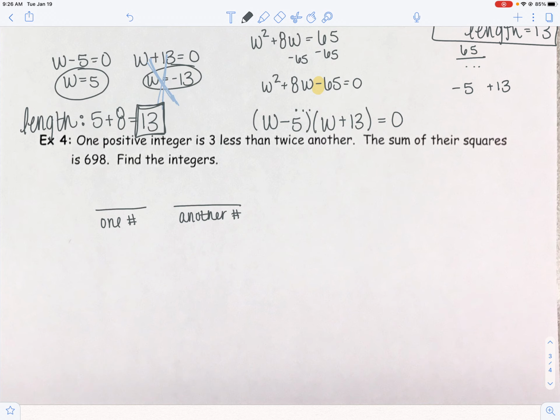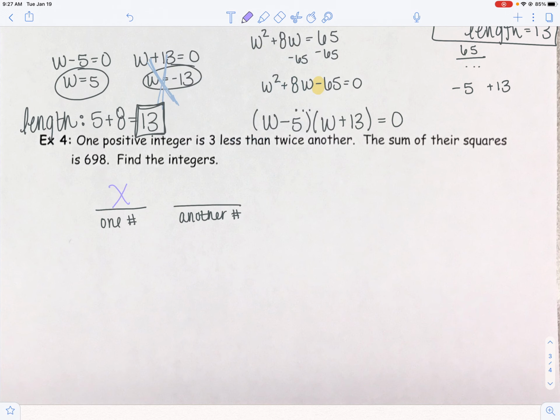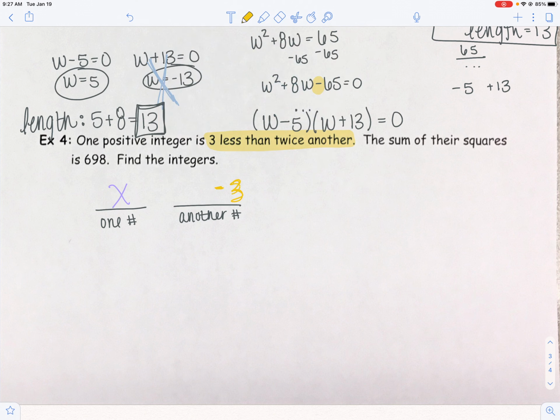One positive integer, okay, so that just tells me I've got one, we're going to call x, is 3 less than twice another. Okay, so 3 less than means that I'm going to subtract 3. Now that's one of those turnaround words if you had me for Math 101, which just means that you're going to have to flip that order. Twice another. Well, twice means that I'm going to take it and multiply by 2. So I've got 2x minus 3. Those are my two numbers.